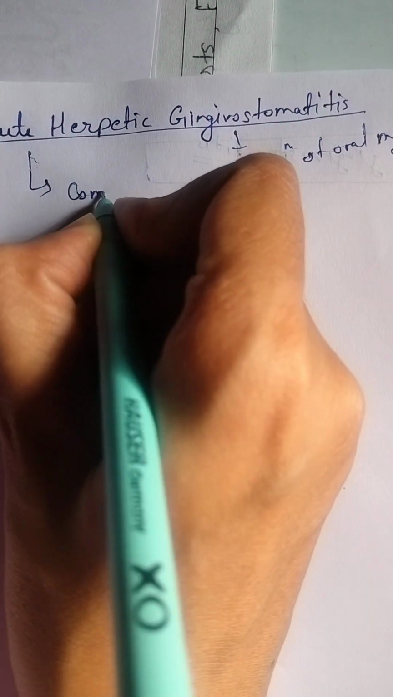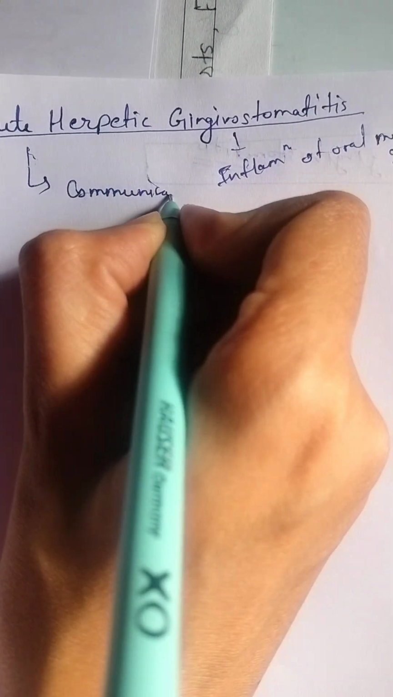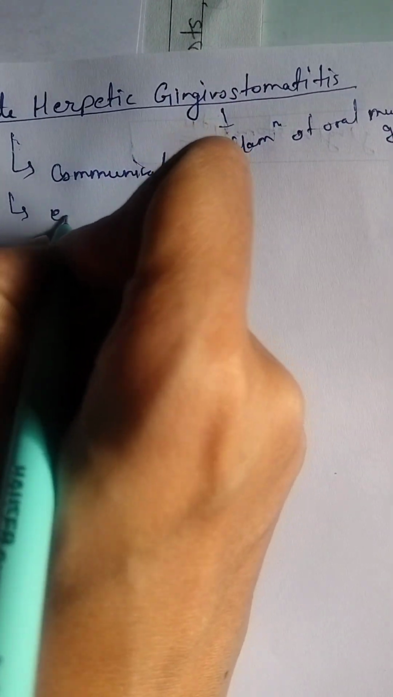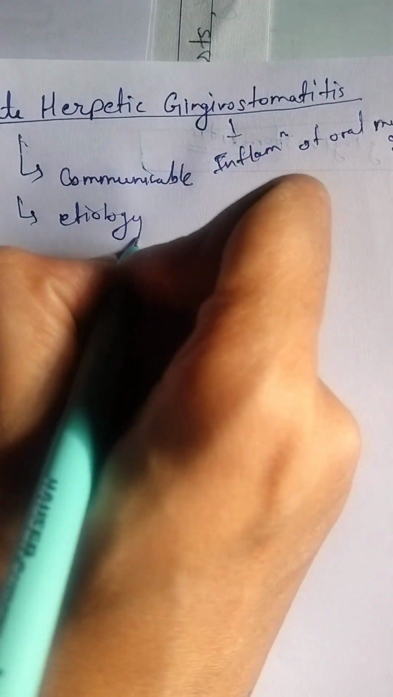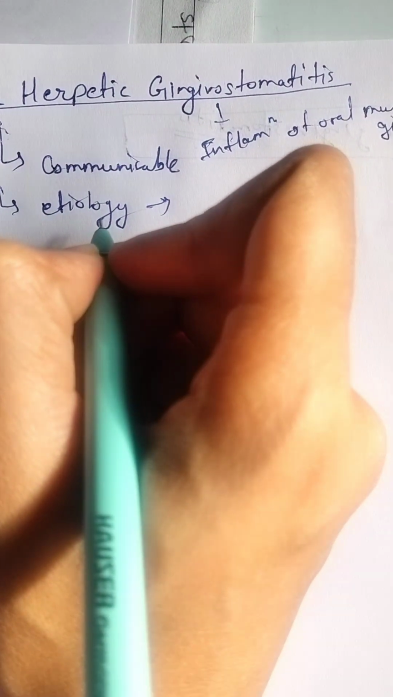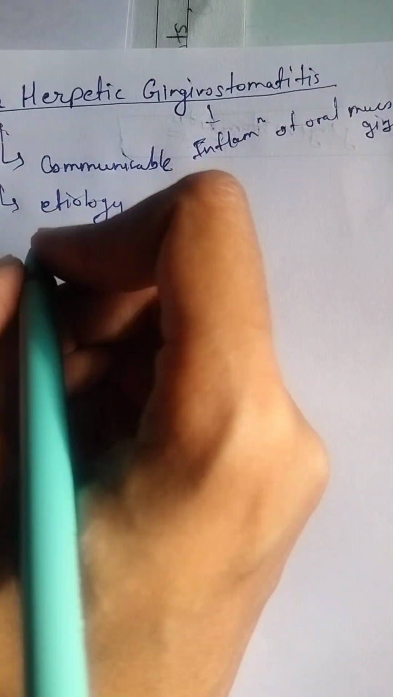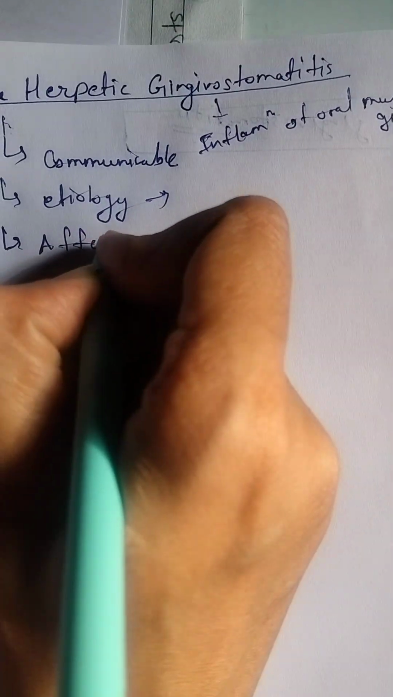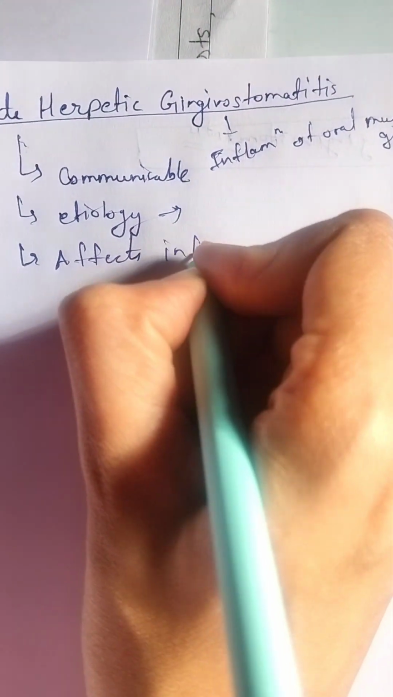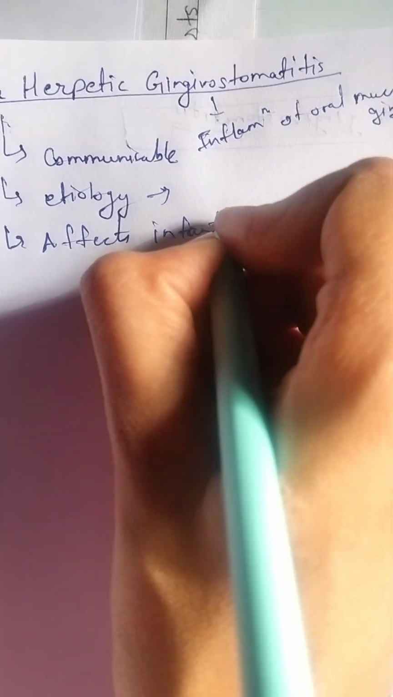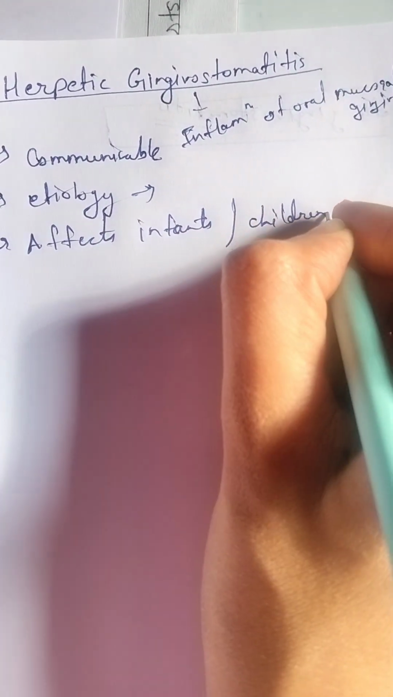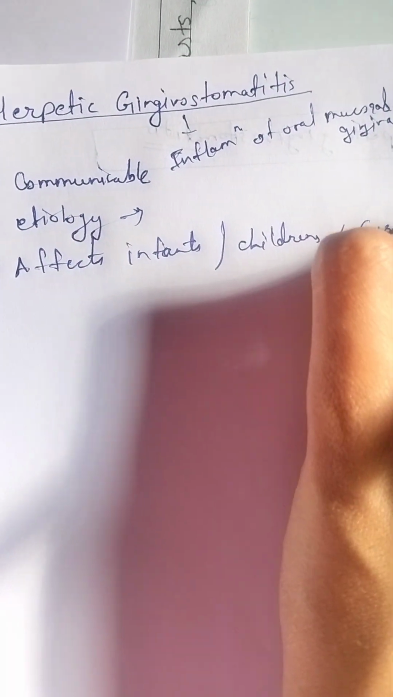It is a communicable disease. Mostly the etiology of this disease is due to the bacteria. It affects infants or children, mostly up to 6 years of age.